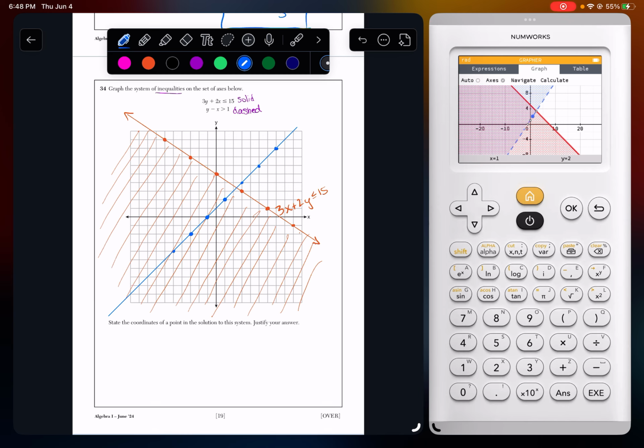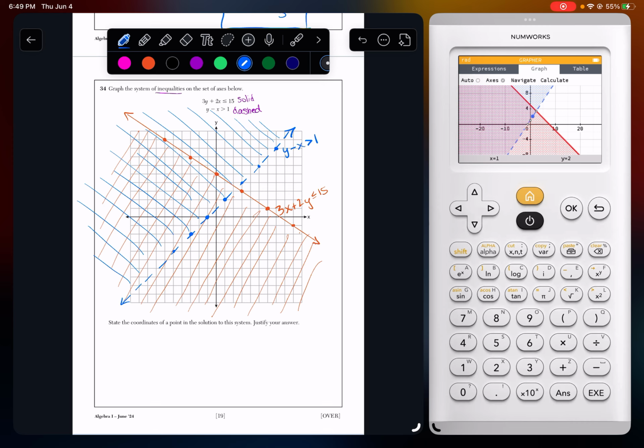However, when I connect this line, you do not want to do what I just did. You want to make sure that if it is dashed, I am making it dashed on my work. So I'm showing a dashed boundary like this. And then I'm going to shade in the direction where the blue is shaded. So I see shading over here. And I'm going to label that this is y minus x is greater than 1.